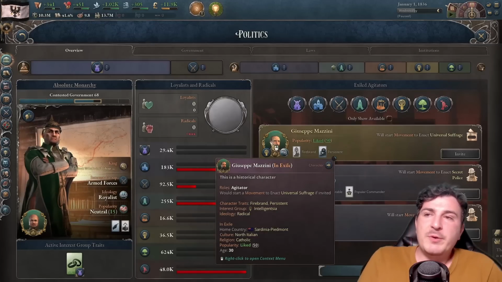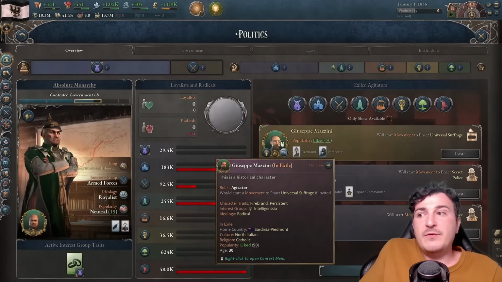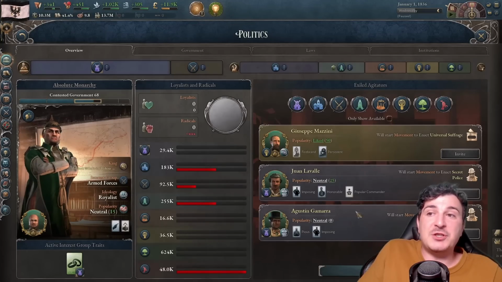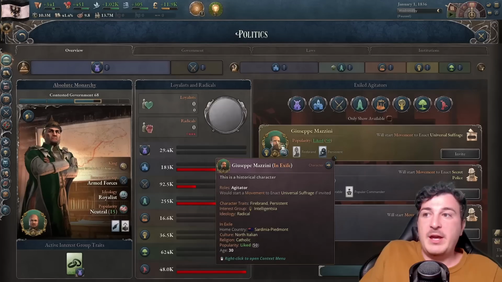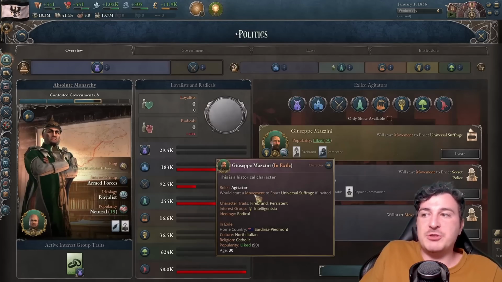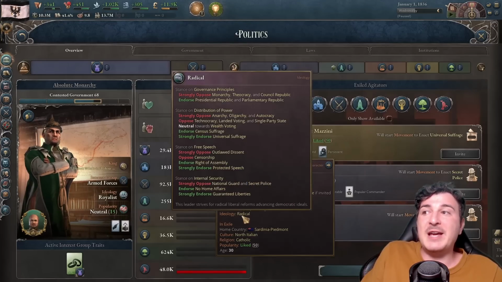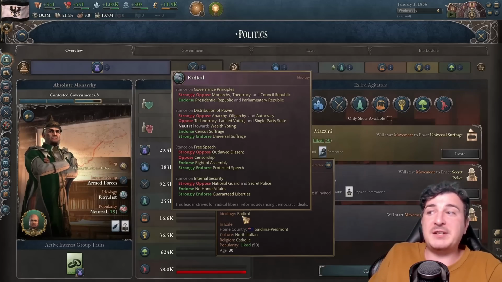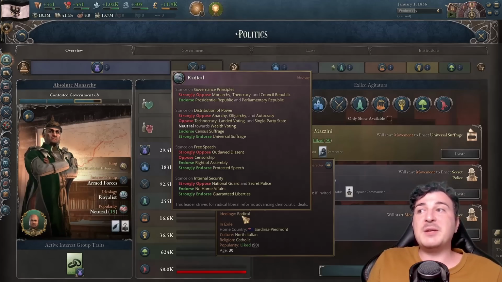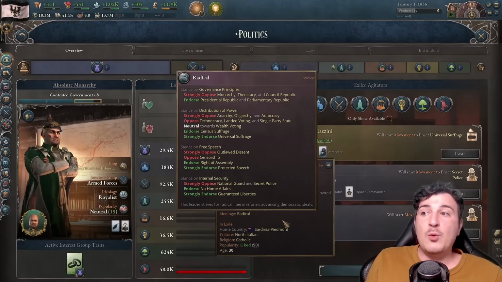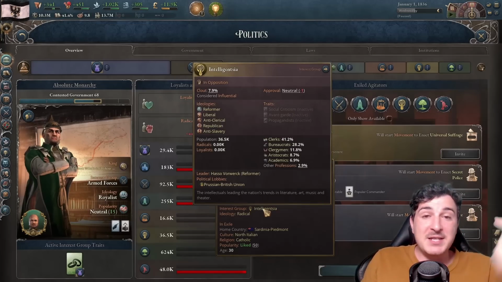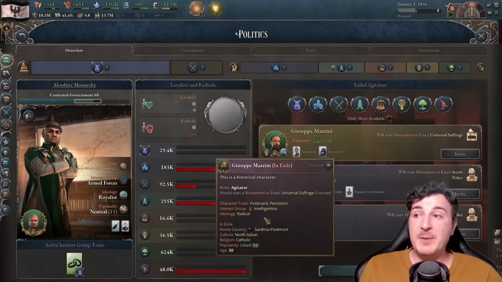Now take note, when you do invite agitators, check first off the interest groups that they are a part of, as that will influence the legislation that they will start political movements for, or the legislation that they will overall support. And even more important in my opinion than the interest group is actually the ideology. So this guy here is a radical. That means that he's going to support census suffrage, universal suffrage, protected speech, guaranteed liberties, but he's going to be against other legislation which the intelligentsia in my country is pro, but he's against it because of his ideology. So keep an eye on that.